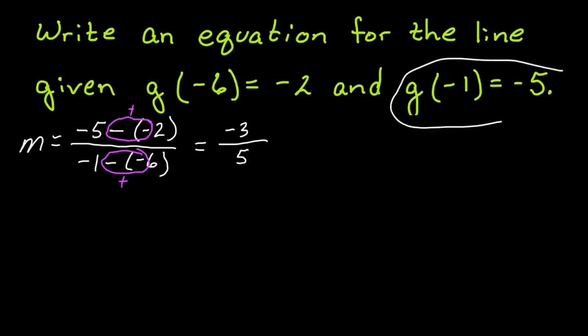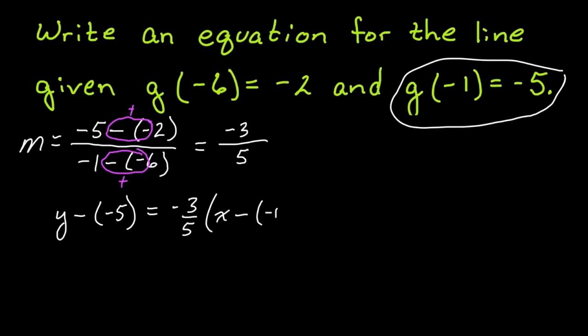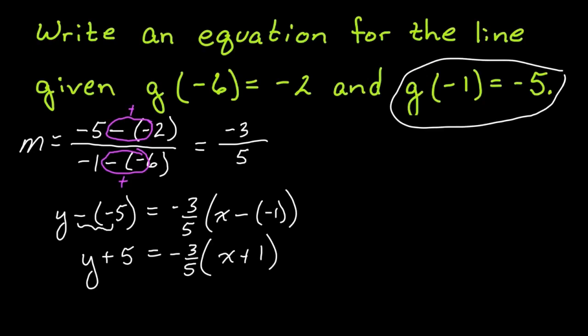Let's just go ahead and use this point. So you're going to have y minus the y value of negative 5 equals negative 3/5 times x minus the x value of negative 1. Now, typically you would clean that up because you don't want to have double negatives, so minus the negative changes to plus. And the same here, giving you y plus 5 equals negative 3/5 times x plus 1 in parentheses. That is your point-slope equation of the line.